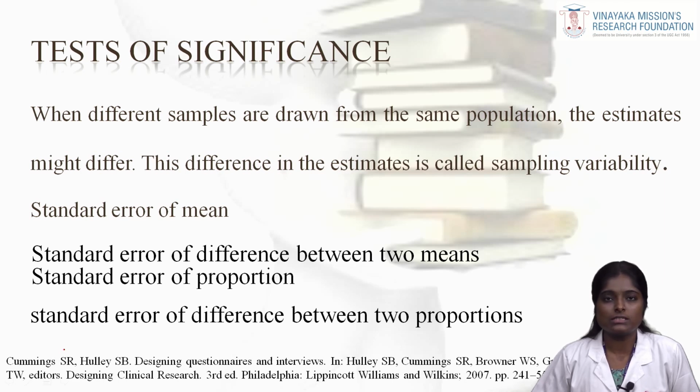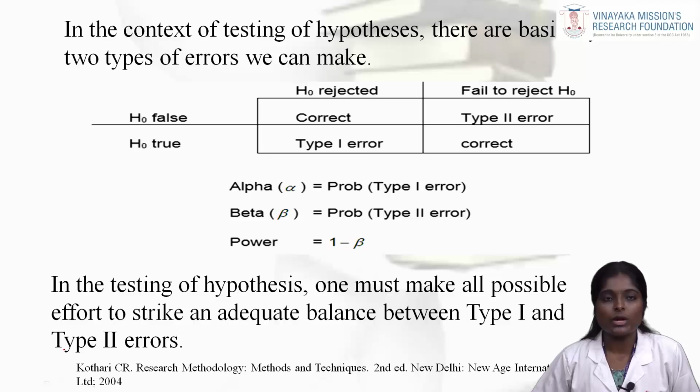Test of significance: we have collected the data, analyzed the data, and we got some result. But to do the analysis, we have to know what test to apply to the data. When different samples are drawn from the same population, estimates might differ. This difference in the estimates is called sampling variability. First we have to do hypothesis testing. In the context of testing hypotheses, there are basically two types of error which commonly happen: type 1 and type 2 error. Type 1 error is when we reject the null hypothesis.